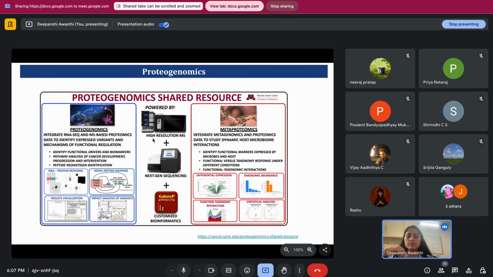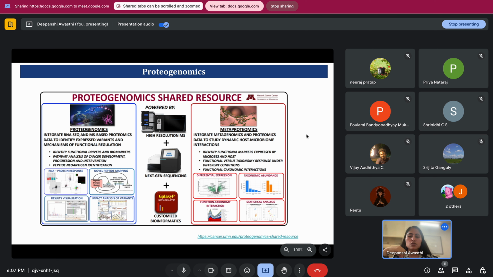In this, high resolution mass spectrometry could be performed at the level of proteomics, and next generation sequencing is performed for the RNA-seq data. These two are combined along with the customized bioinformatic programs which are given by the Galaxy project. The Galaxy project is for those people who don't have much information about coding, so they can also use this pipeline to analyze their data, that is, what kind of data they have obtained after RNA sequencing.